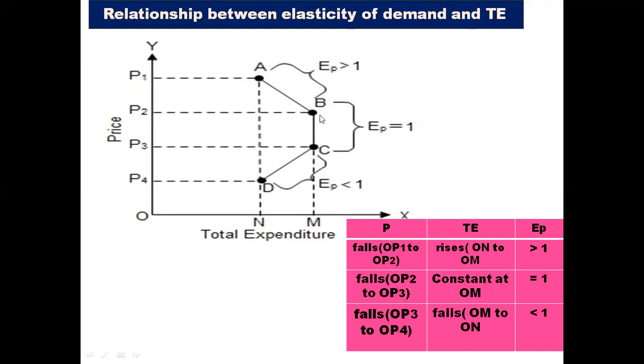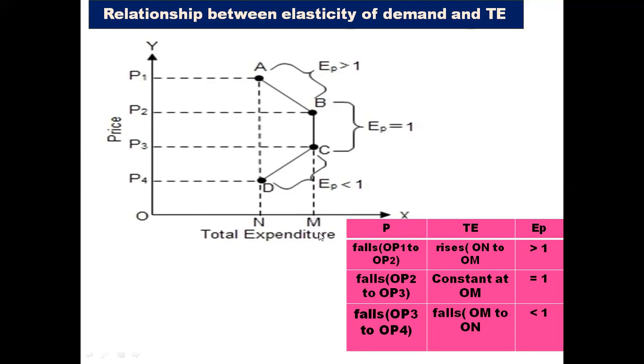Now the points between B and C, elasticity is 1. Why? Because total expenditure remains constant at OM. So when the price falls from OP2 to OP3, what happens? Total expenditure remains constant at OM because we measure total expenditure on the horizontal axis.